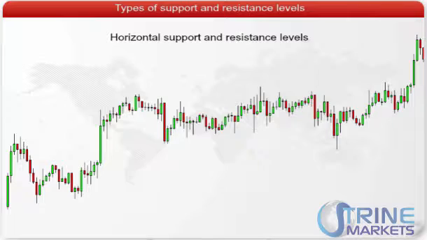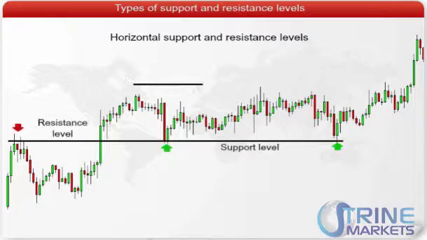Support and resistance levels are displayed on the chart in different forms, horizontal and diagonal. Horizontal support and resistance levels are the easiest kind to identify. They're created when an asset moves up and down inside the same price range. A resistance level that gets broken through usually becomes a support level. The reverse is also true. A support level that gets broken through usually becomes a resistance level.